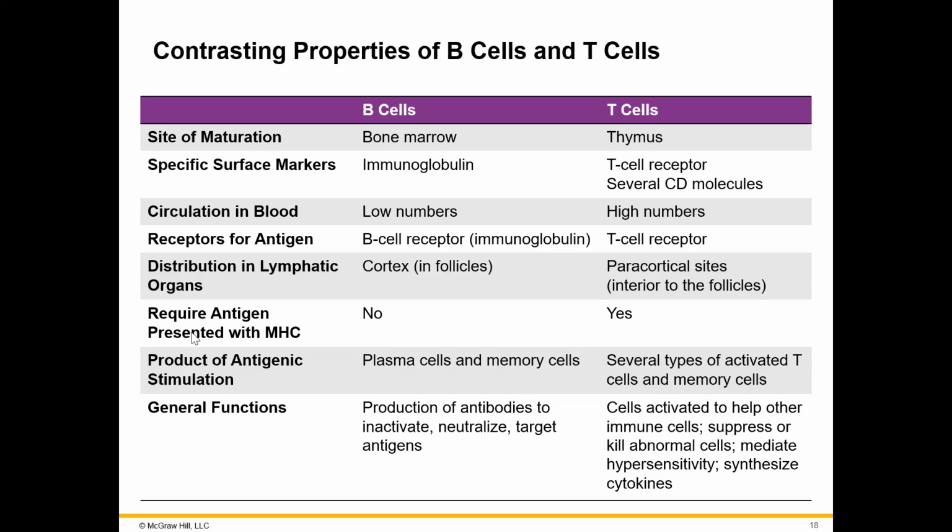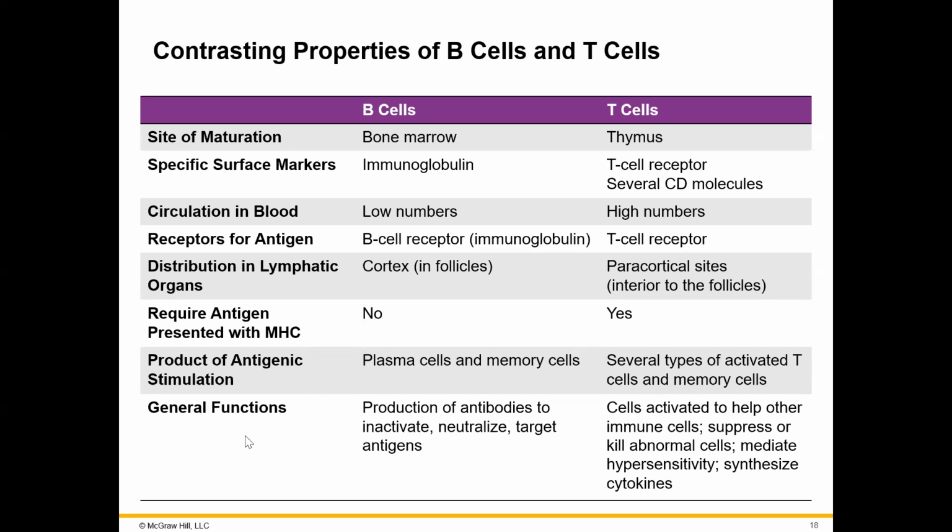Do they require an antigen to be presented with a major histocompatibility complex? B cells, no. T cells, yes. What is the product of antigenic stimulation? In the case of B cells, you get plasma cells and immune cells. In the case of T cells, you get several types of activated T cells, as well as memory cells.